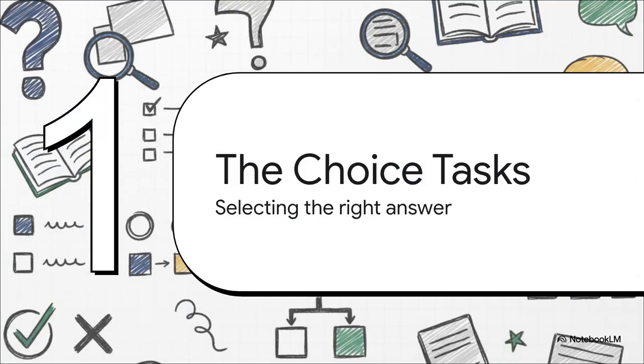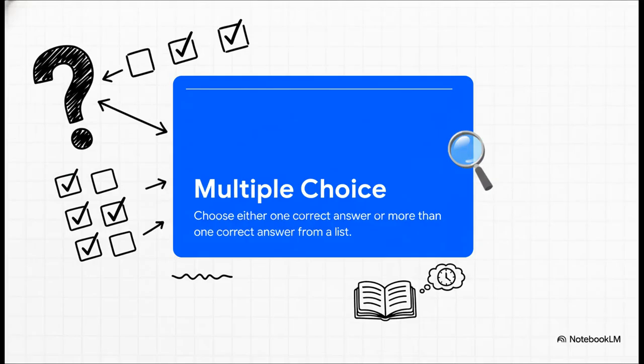Let's move on to our third and final family, the choice tasks. These are probably the ones you're most familiar with from, well, pretty much any test you've ever taken. Your job here isn't to find words or match things up, but simply to select the correct answer from a list of options. And of course, this family includes the classic multiple choice question. The absolute key here is to read the instructions very carefully because sometimes you'll need to choose just one correct answer, but other times you might need to pick 2 or even 3.